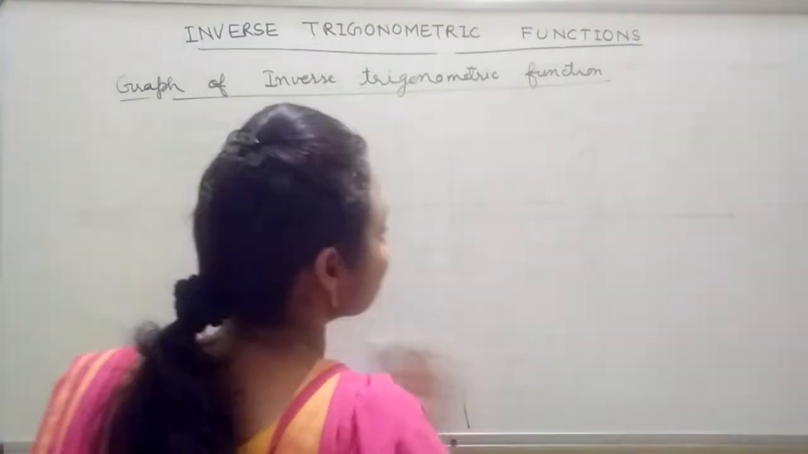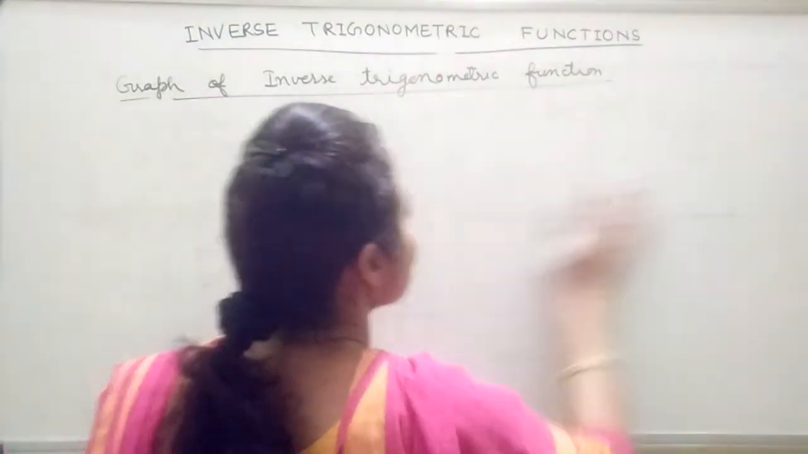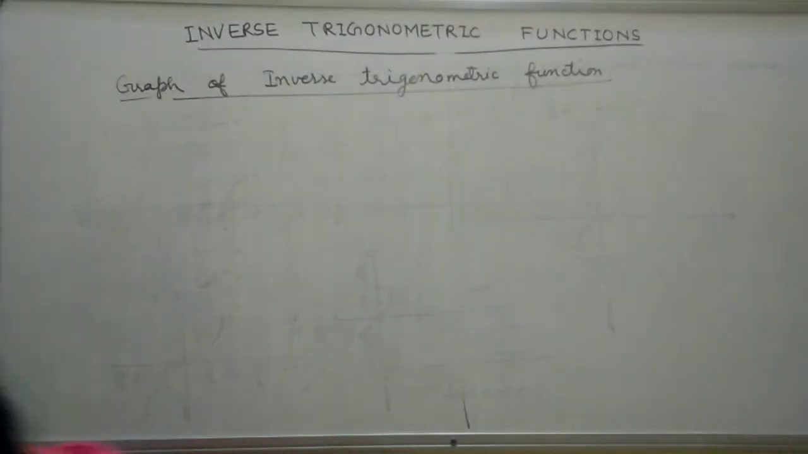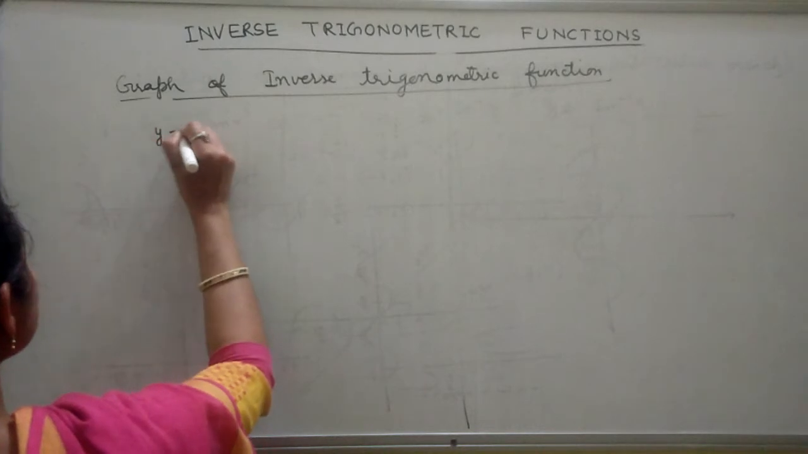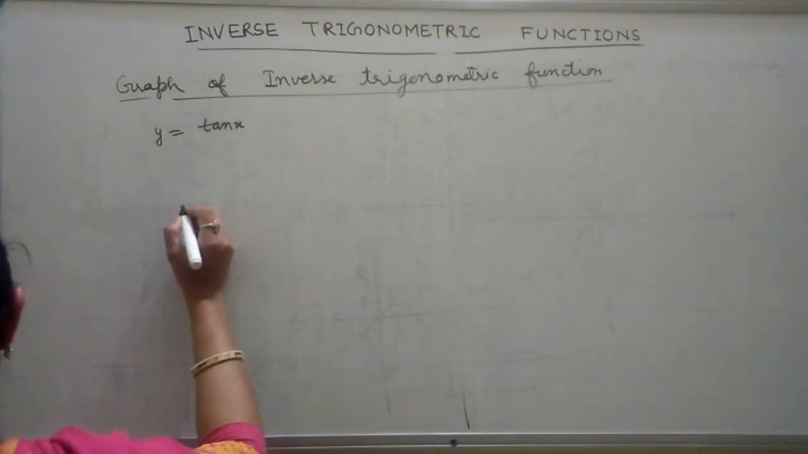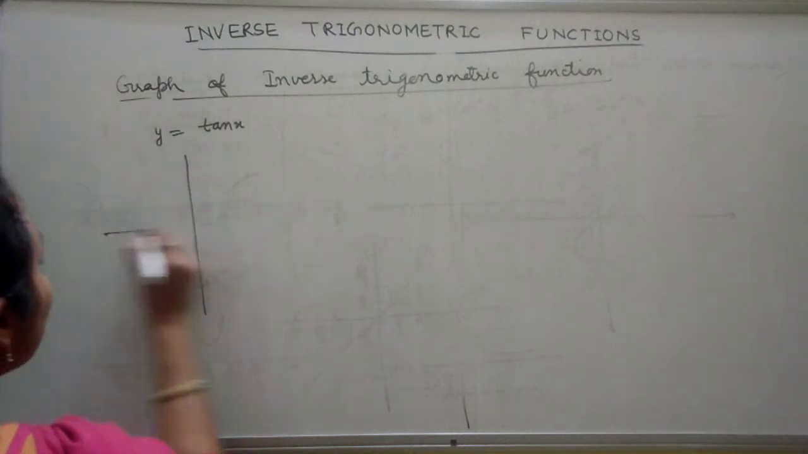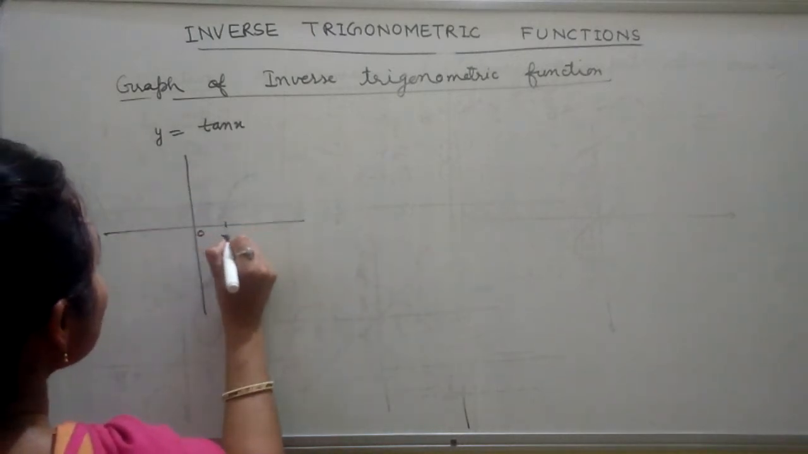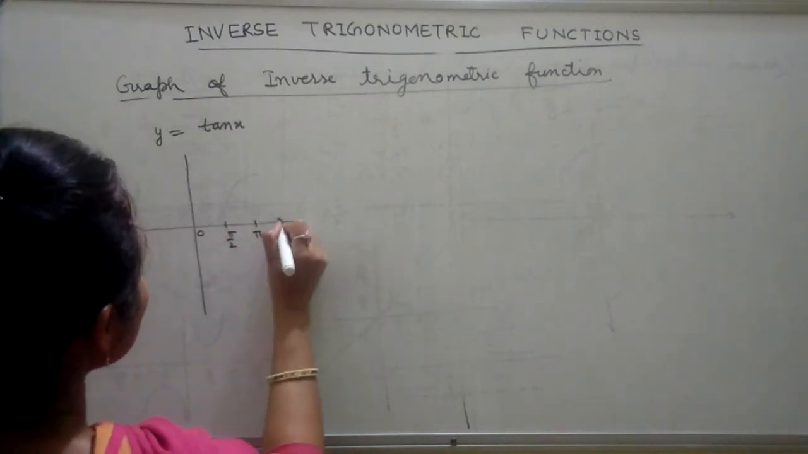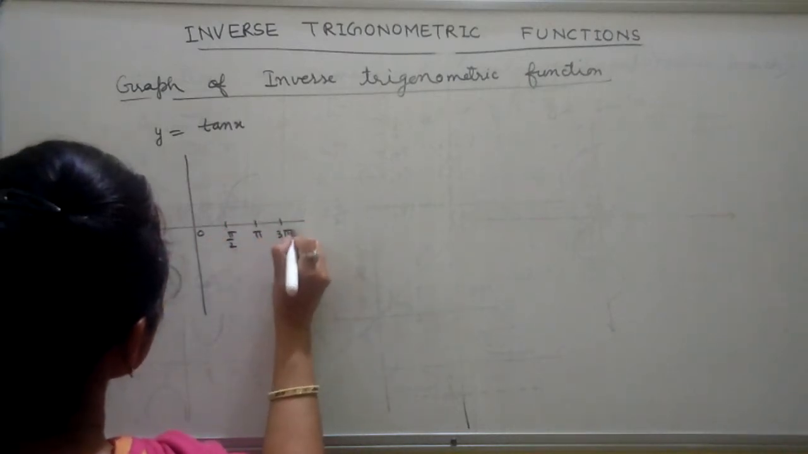We have two more, 3 and 6: tan, cot and cosecant. You can draw that y equals tan x. When we want to find tan x, we mark 0, minus pi by 2, plus pi by 2, pi, then 3 pi by 2.